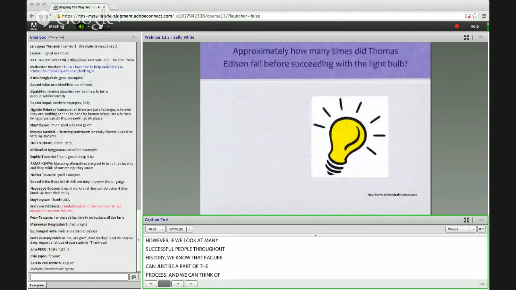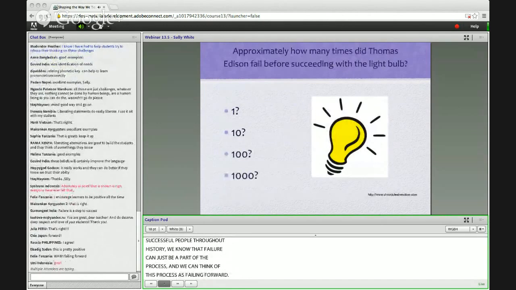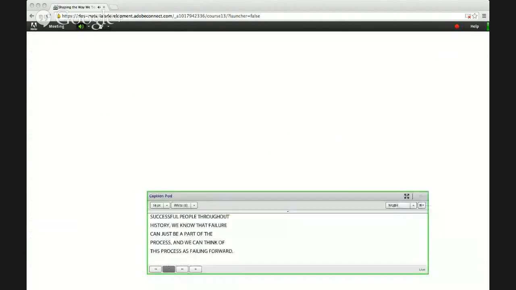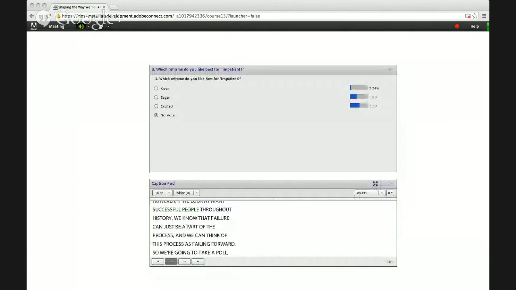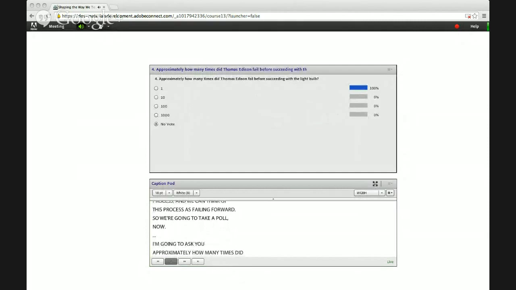So we're going to take a poll now. And I'm going to ask you approximately how many times did Thomas Edison fail before succeeding with the light bulb? There are famous stories about him and his invention of the light bulb. Do you think it's 1, 10, 100, 1,000?